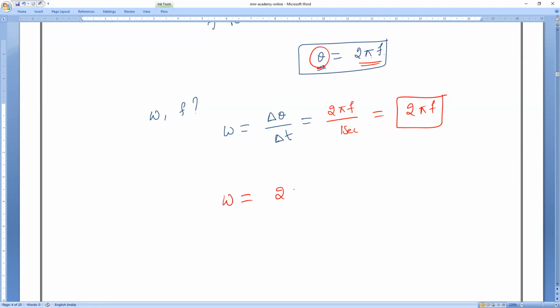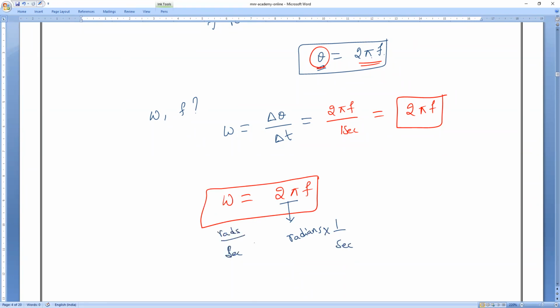So angular velocity and frequency, what are the units, everybody? Now let me verify it. 2 pi means what is the unit? Radians. So radians into 1 by second. And omega is also radians divided by second. So radians will get cancelled. What is remaining? Seconds. So what is the frequency unit? The frequency unit is 1 by second, which is equal to Hertz. And in the same way, angular velocity also has the same units.